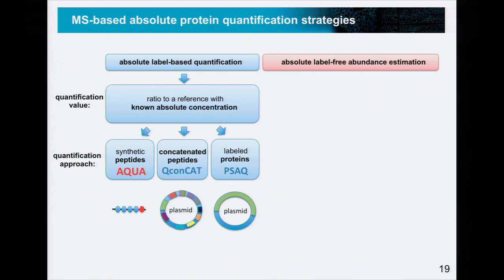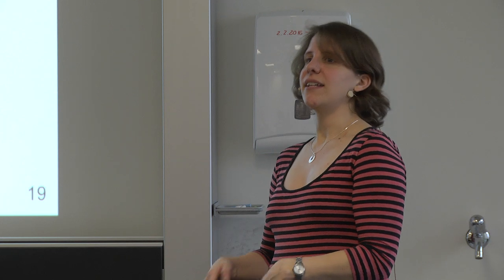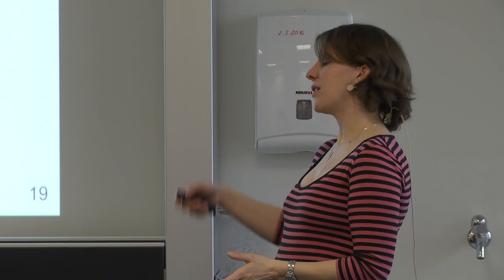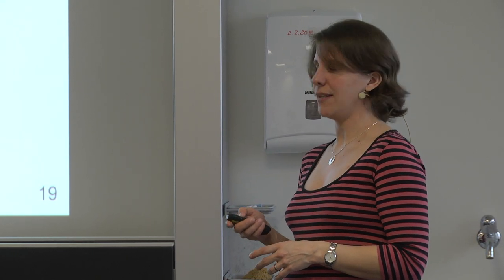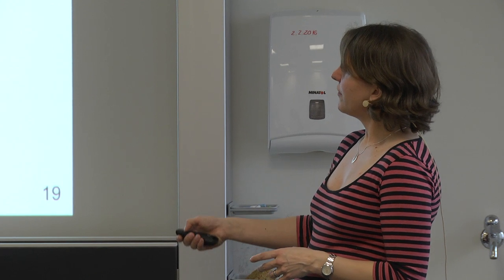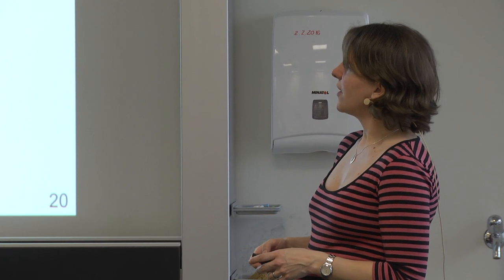quantification. And you can do, in a way, exactly the same as with the Q-concat, also with a complete protein. That's what the protein standards for absolute quantification are. And like this, you generate not just peptides, but a whole isotope-labeled protein. In a labeled media, you need to purify it, and then when you know the concentration, you can spike the whole protein reference in.